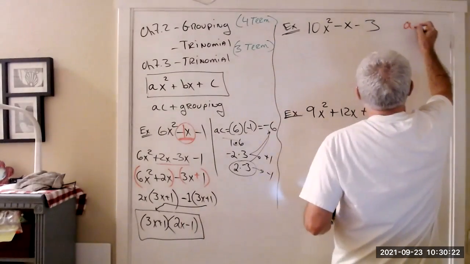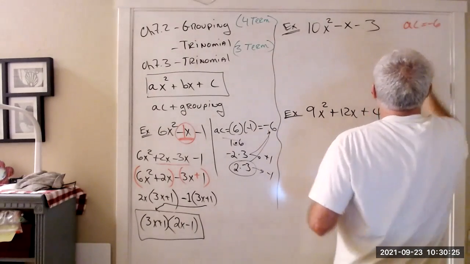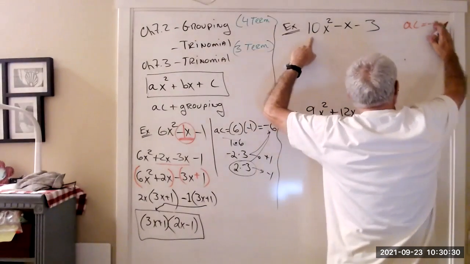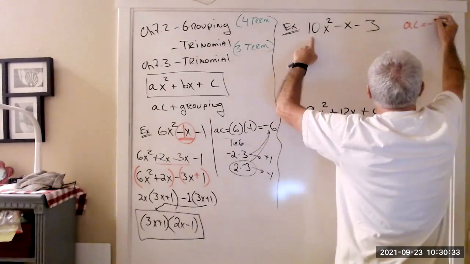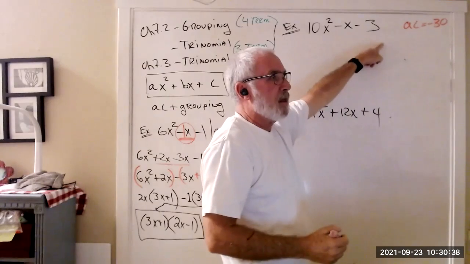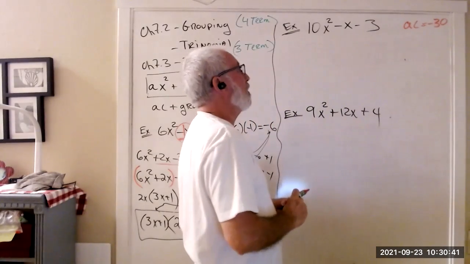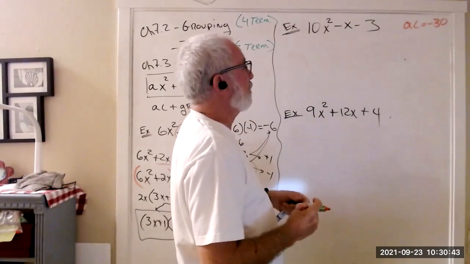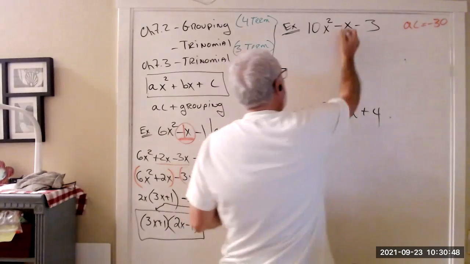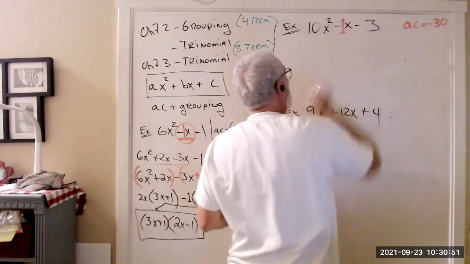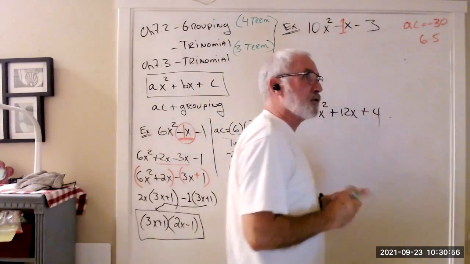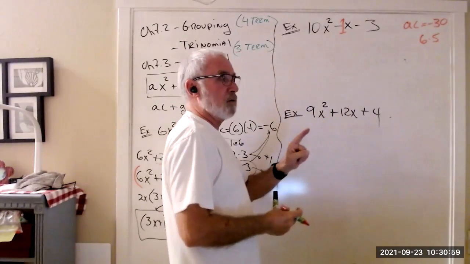This problem, AC is -6. I'm thinking ahead and doing a crappy job. AC is -30. I'm sorry, 10 times -3 is -30. So I'm thinking of what 2 numbers multiply to make -30 and add or subtract to make -1. Again, it's got this invisible 1 in the middle. And it would be 6 times 5. 6 times 5 is 30. 6 take away 5 is 1.